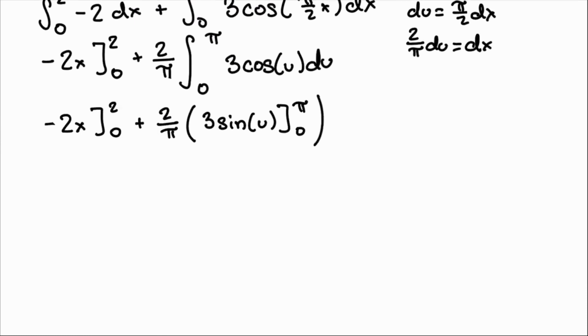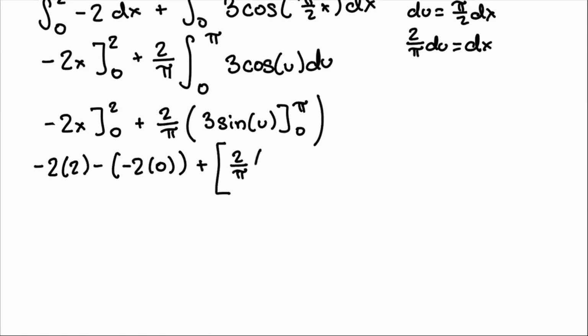2 pi, not the value 2 times pi. So we're going to go through the process of evaluating these things. We're going to have negative 2 times 2 minus negative 2 times 0 plus, I'm going to bracket this off again to signal that we're doing a different portion. We're going to have 2 pi times 3 sine of pi minus 3 sine of 0.